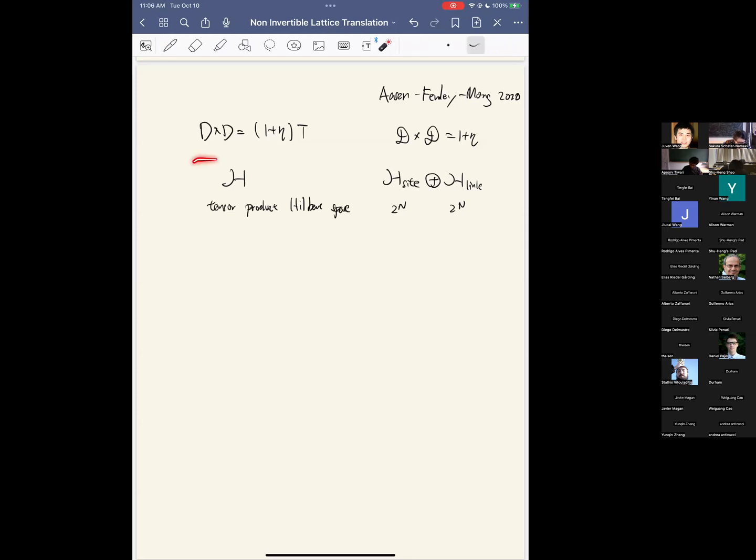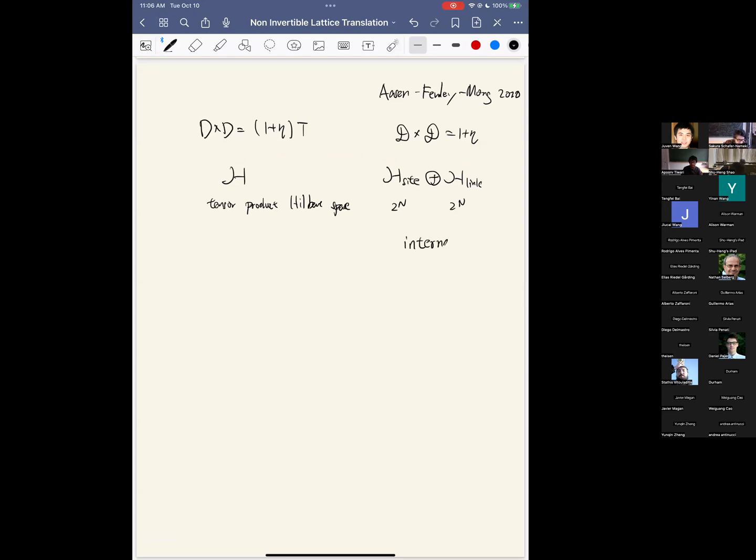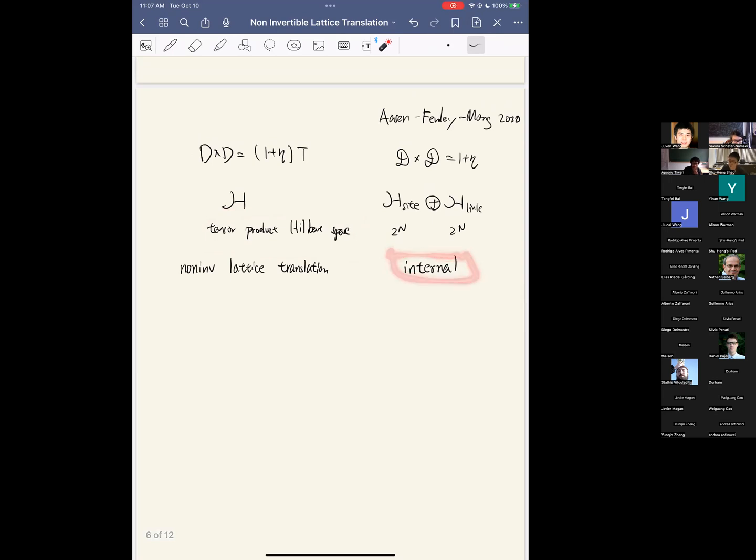So if you just compare these two cases, it's kind of interesting that if you have a non-tensor product Hilbert space, then you can realize an internal non-invertible symmetry. But if you insist on the tensor product Hilbert space, then the non-invertible symmetry necessarily mixes with the lattice translation. I don't have a general proof or even an argument, but there appears to be some tension between having a tensor product Hilbert space versus having an internal non-invertible symmetry. And I think that begs for further study.